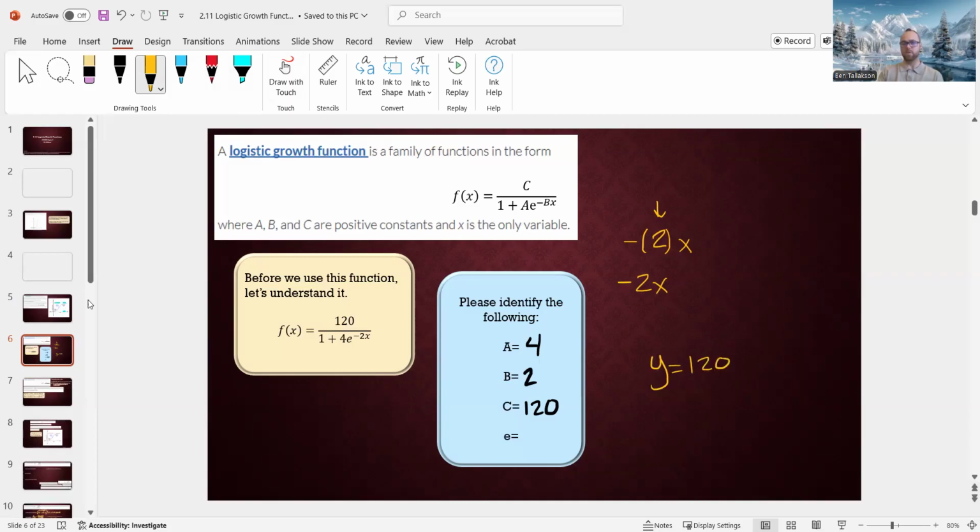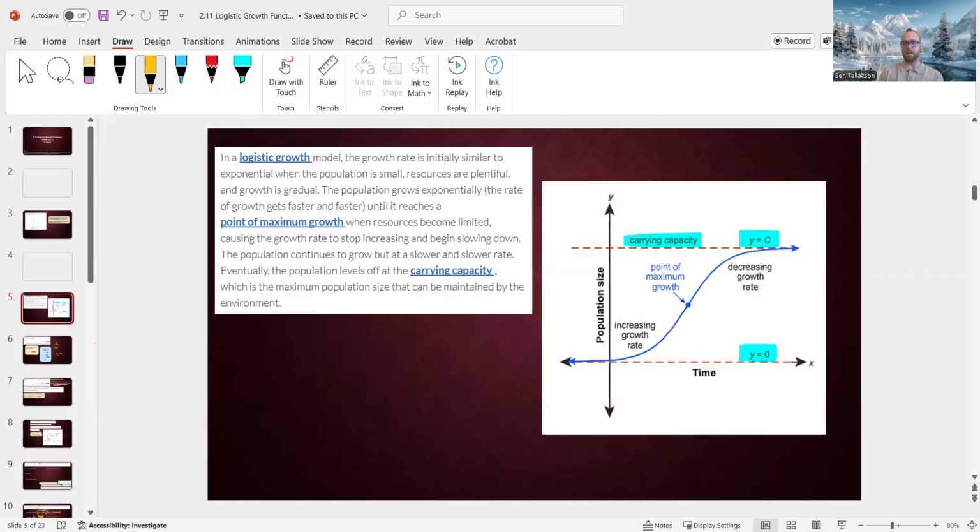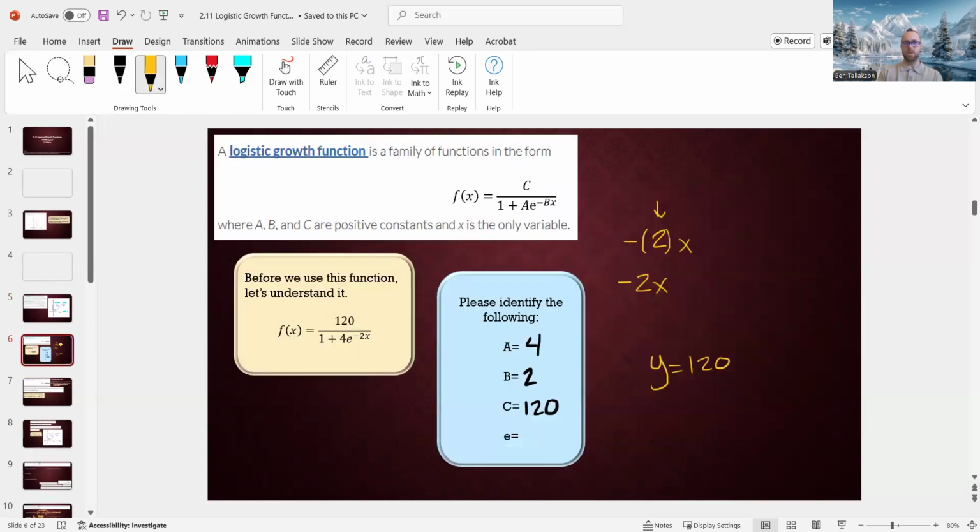That is our limit, right? That carrying capacity line at the top. And finally, E. What is that? Well, you might remember E from natural logs. Okay? We don't really care about exactly what number it is, but it is a number often found in nature.